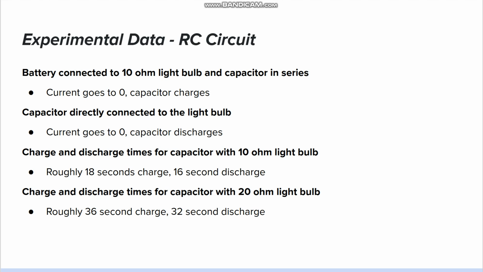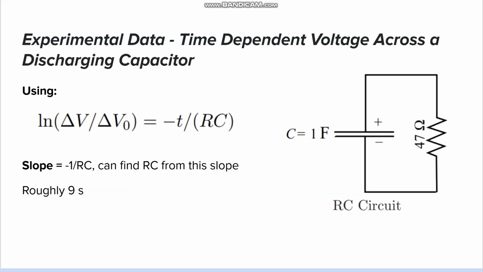Experimental data, RC circuit. For the battery connected to the 10 ohm light bulb and capacitor in series, the current goes to 0 and the capacitor charges. When the capacitor is directly connected to the light bulb, the current goes to 0 and the capacitor discharges. The charge and discharge times for the capacitor with the 10 ohm light bulb are roughly 18 seconds to charge and 16 seconds to discharge, and for the capacitor with the 20 ohm light bulb roughly 36 seconds to charge and 32 seconds to discharge.